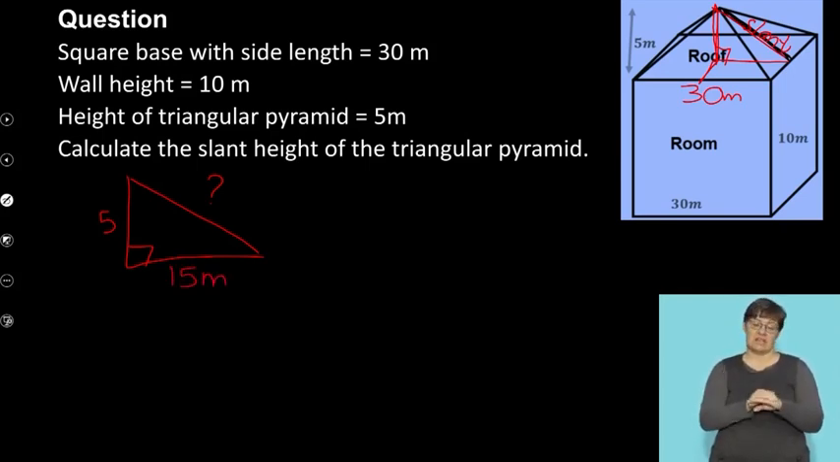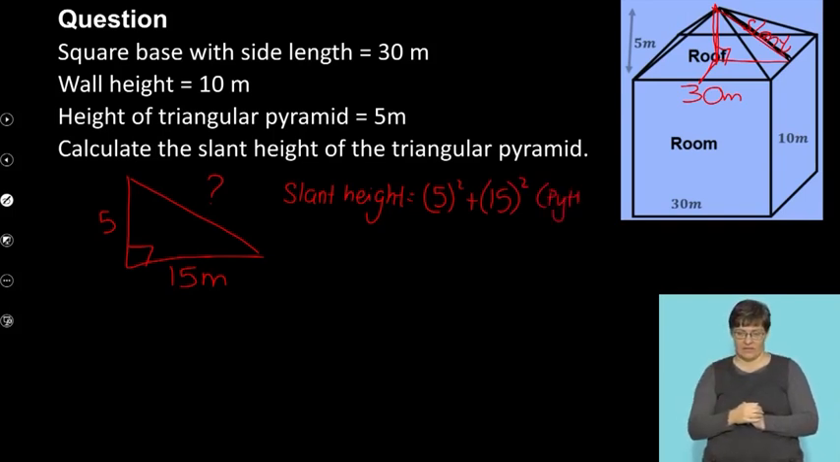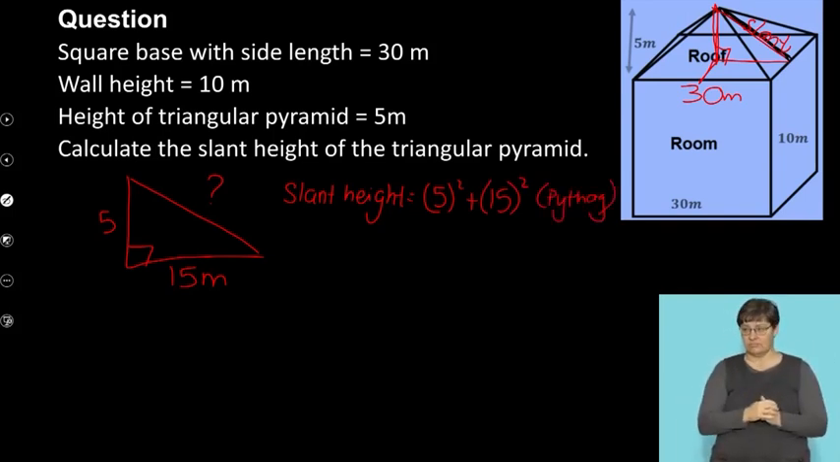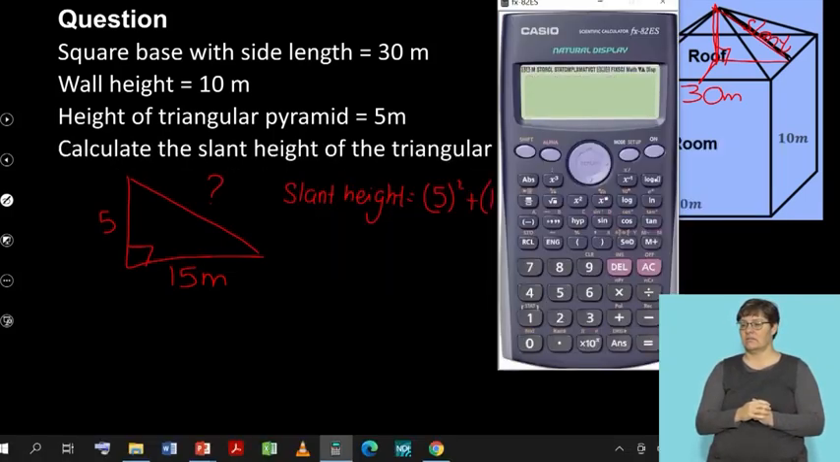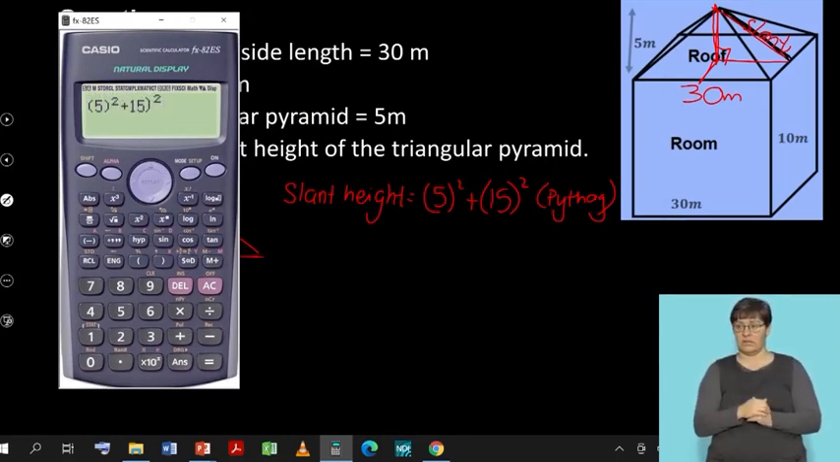So we are going to use our good old friend Pythagoras in order to calculate the slant height. So the slant height will be equal to 5 squared plus 15 squared because of Pythag. So we're going to use our calculator to work this out. So we've got 5 squared plus 15 squared, sorry, I've left a bracket out over there, which gives me 250.